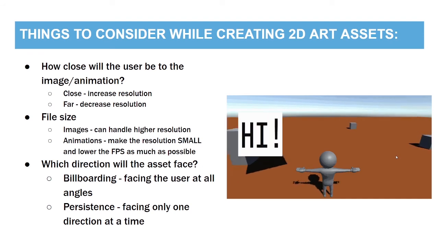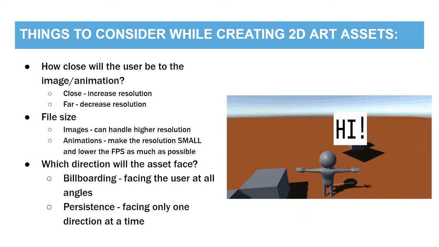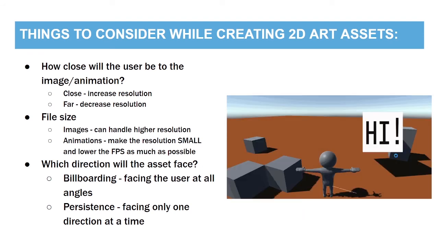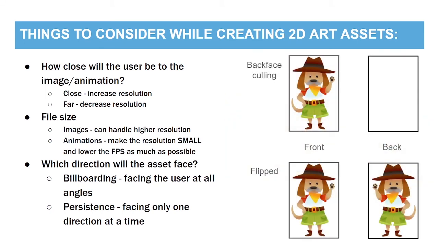However, another way that you could do that is having persistence, where the 2D plane would only be facing one direction at a time. Here are a couple of different ways that that might look. Each program will tend to automatically do one or the other when placing 2D objects, so you'll want to make sure you know what your program is going to do and whether or not you need to change it.